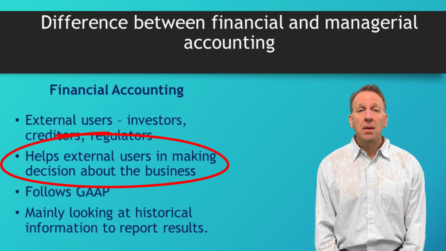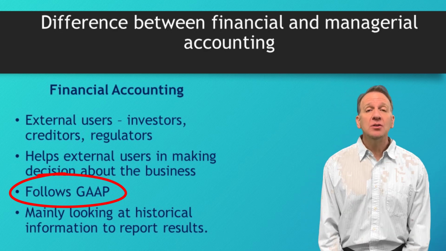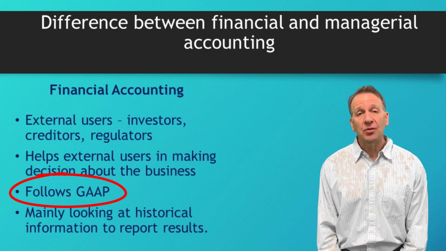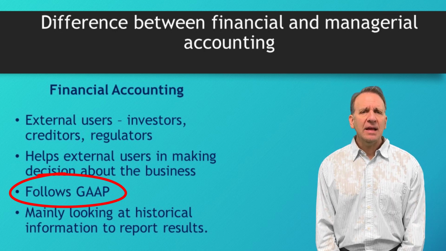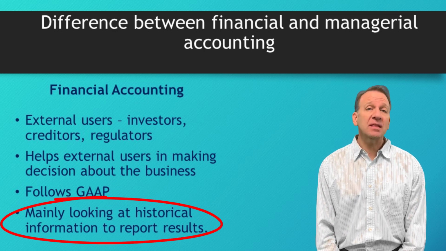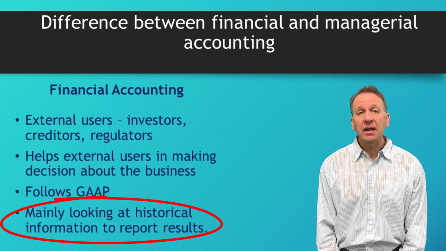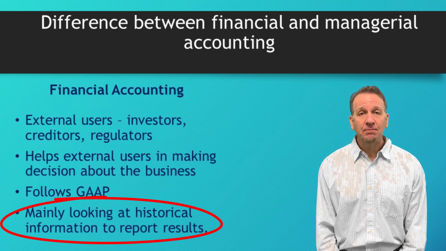This information must follow GAAP. If you remember, GAAP stands for Generally Accepted Accounting Principles. These are the rules that we follow. And in financial accounting, we're mainly looking at historical information. We're looking at the past and presenting what happened for external users to look at.